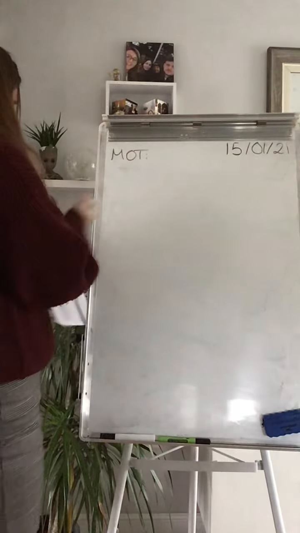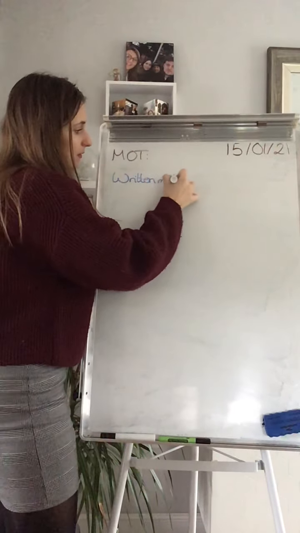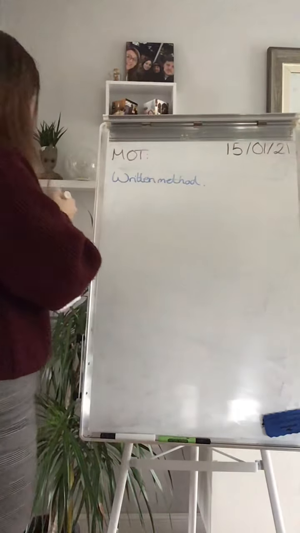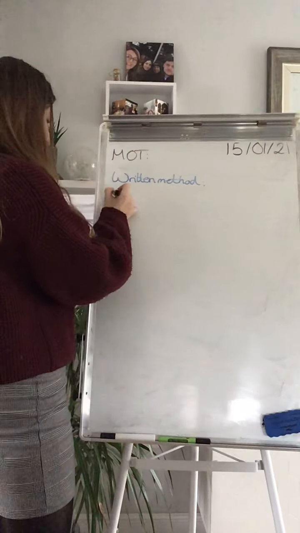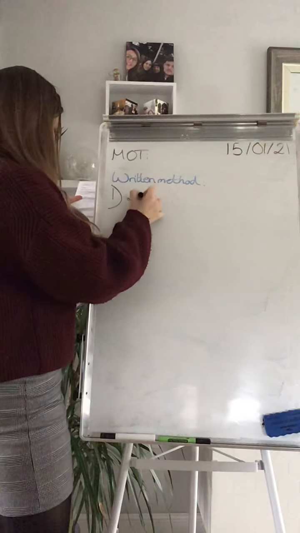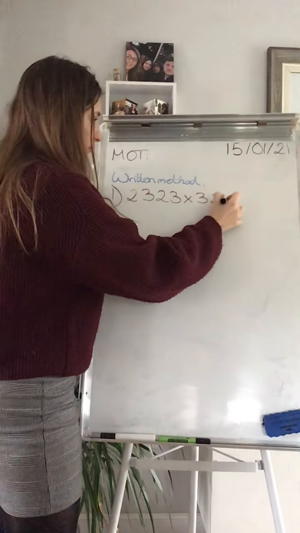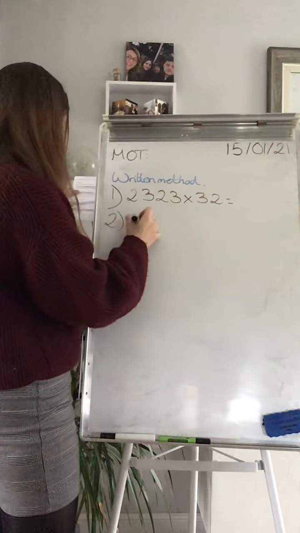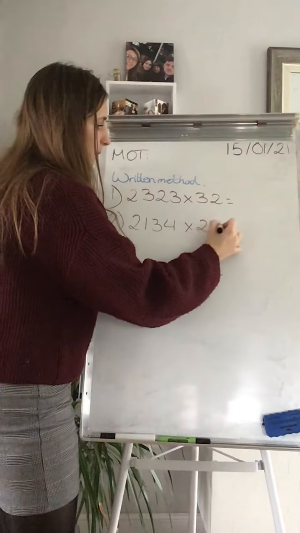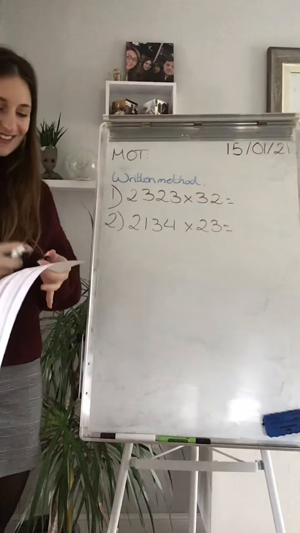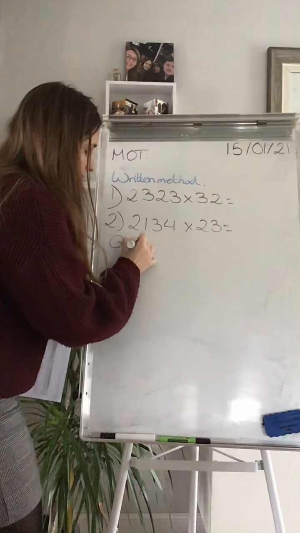I want you to work out using a written method, which means using a long multiplication as a column, okay, as a column method. Can you do 2,323 times 32, and can you do 2,134 times 23?